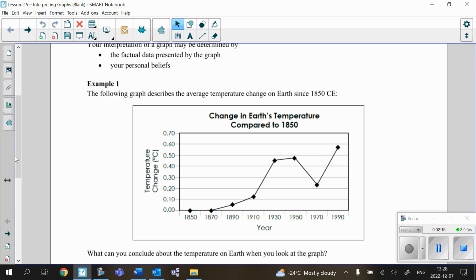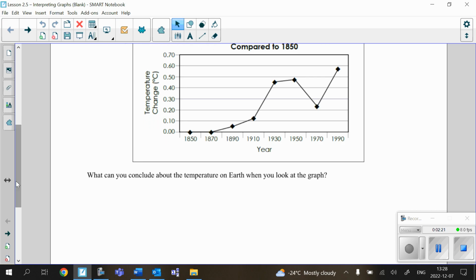And everybody sort of has different interpretations or different opinions. So like if I give you this graph from 1850 to 1990, the temperature change in degrees Celsius of Earth, tell me something about this graph. Well, as the Industrial Revolution happened, the temperature changed. So the Industrial Revolution happening in the 1800s increased the temperature in the Earth. Okay. Yeah. What else?